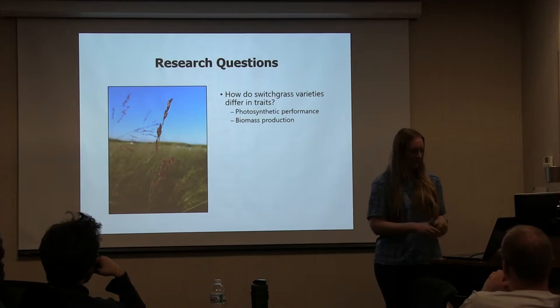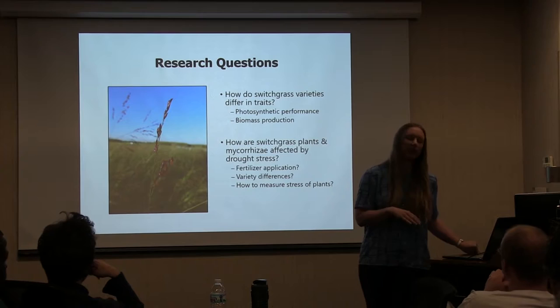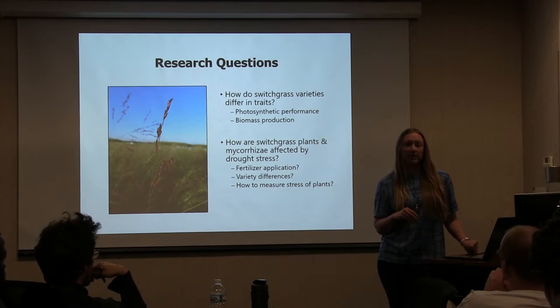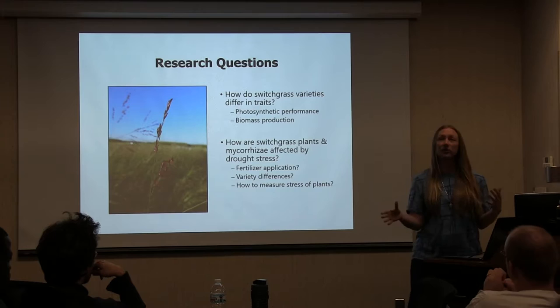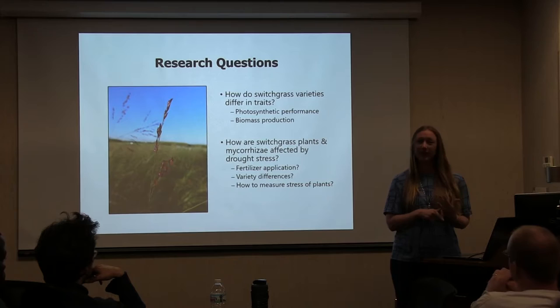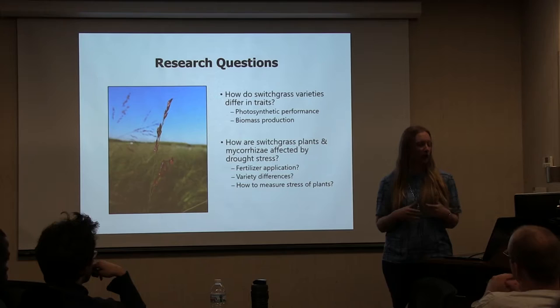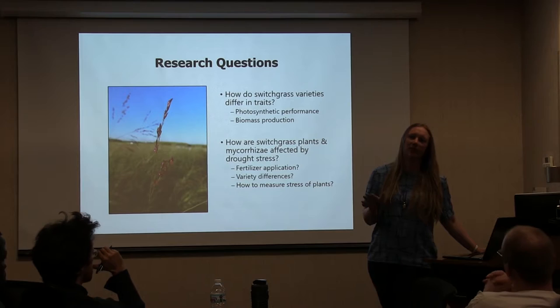And then in the second project, I wanted to look at how switchgrass plants are affected by their relationships with mycorrhizae and how that might change under drought stress. Also, as sub-questions in that project, how fertilizer application might change those relationships between plants and their fungal mutualists, and variety differences. So if we had different varieties that were being exposed to the same environments, how would that change?